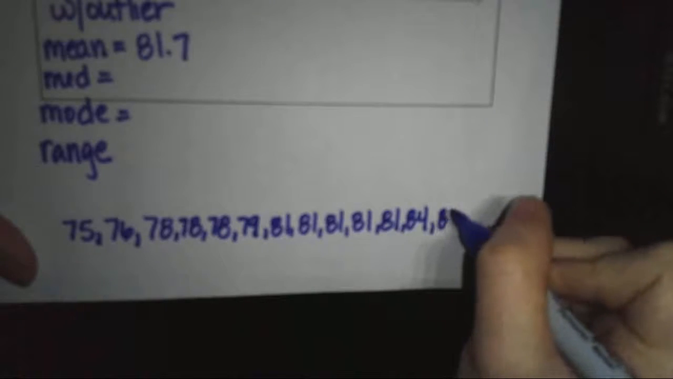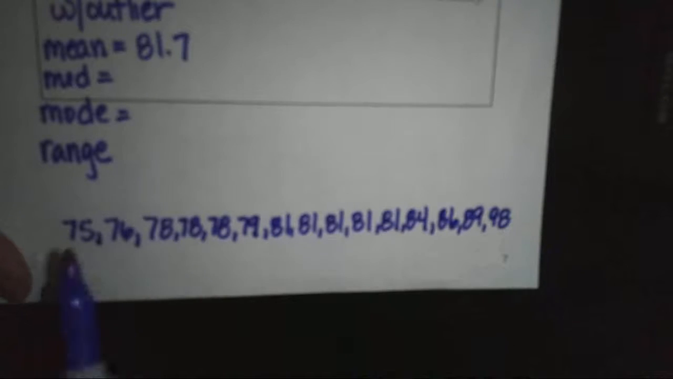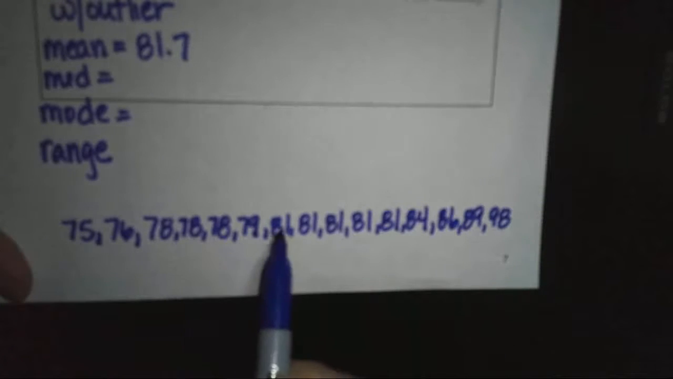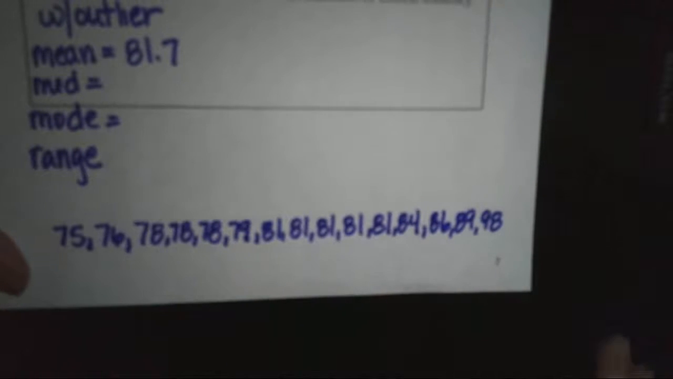An 86, an 89, and a 98. Make sure I got all those. 1, 2, 3, 4, 5, 6, 7, 8, 9, 10, 11, 12, 13, 14, 15. Good. All right. So to find my median.